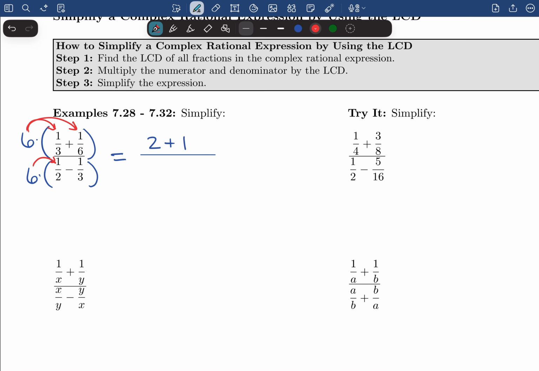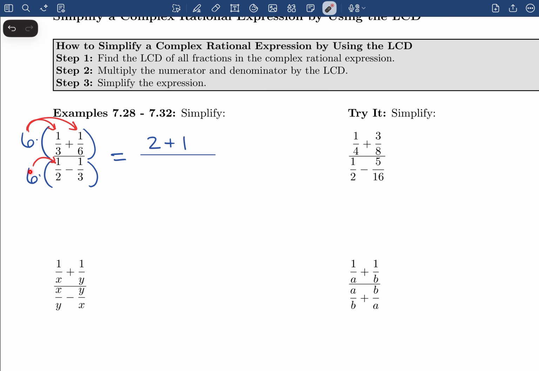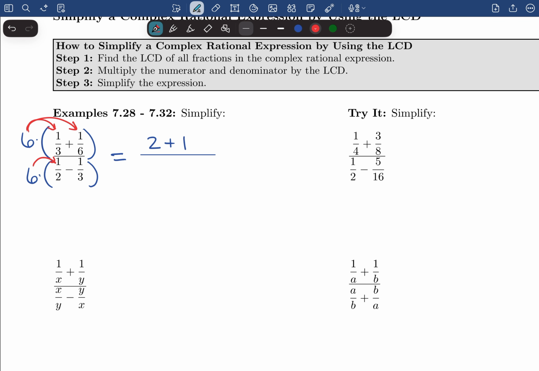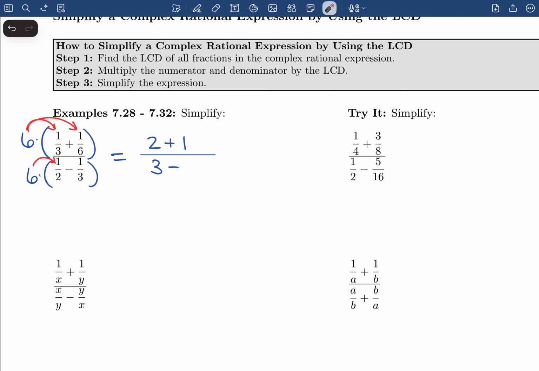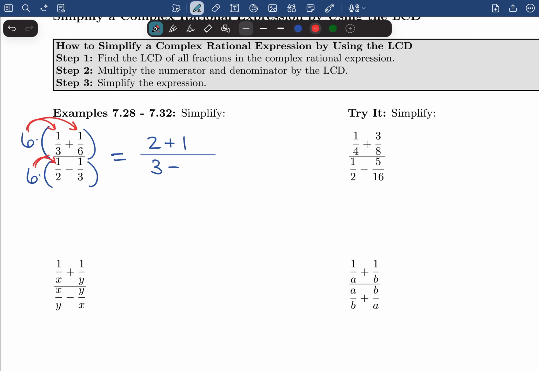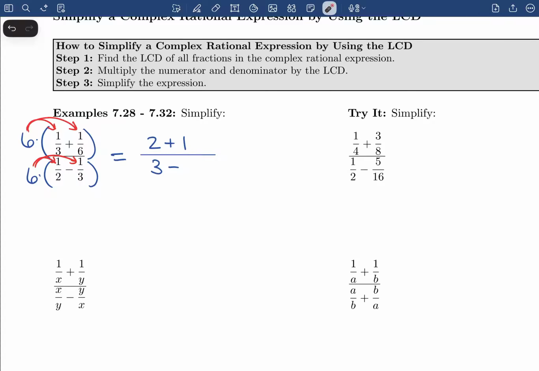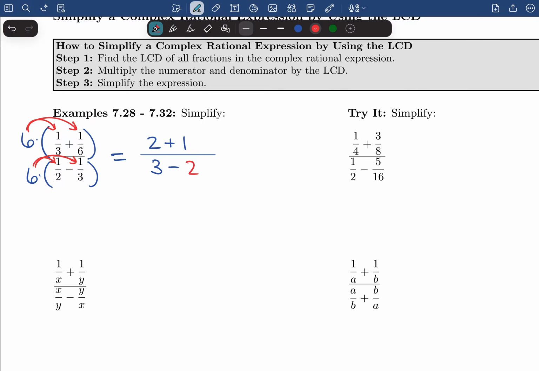6 times 1/2. Well, that would be 6 divided by 2, which is 3, times 1. So that 3 times 1 is just 3, right? Now I have the minus sign, right? Pay attention to the signs. And then I proceed and I multiply 6 with 1/3. And I say, well, 6 divided by 3, that's 2, and 2 times 1 is just 2. So I put a 2 right there.